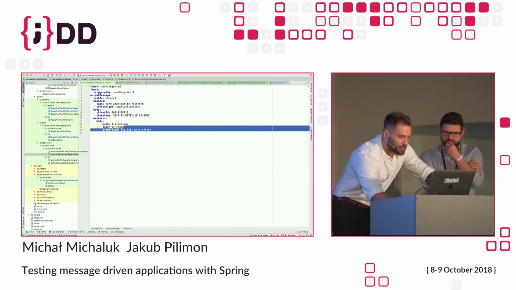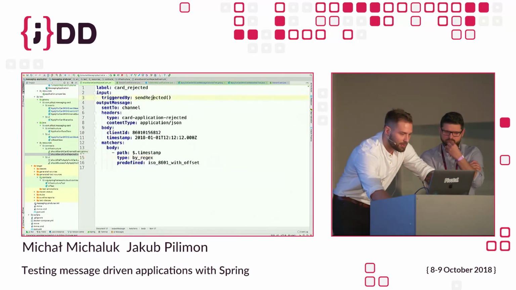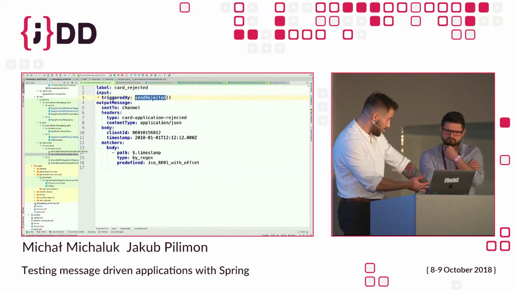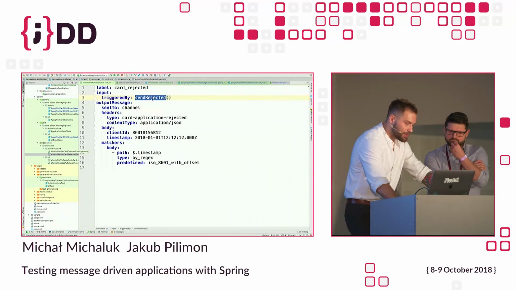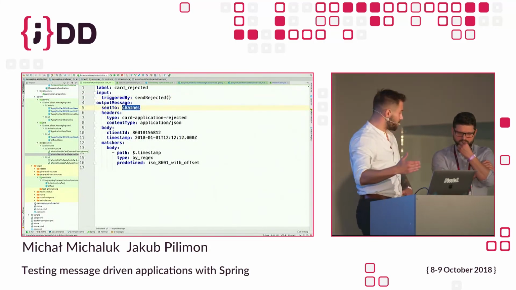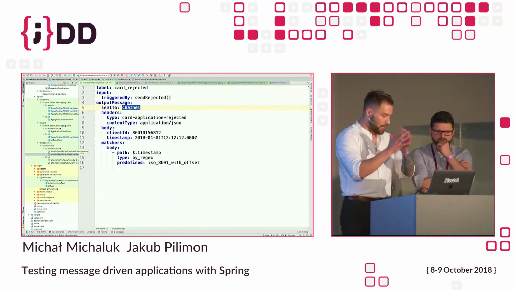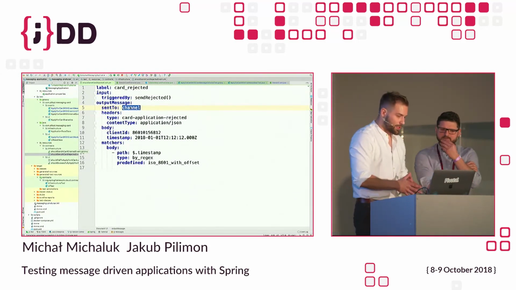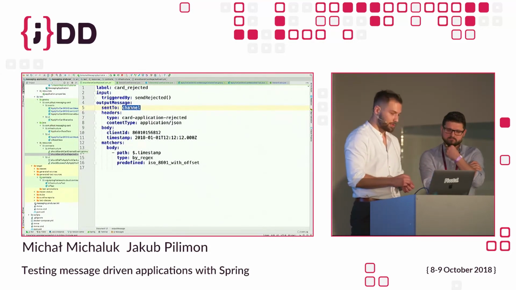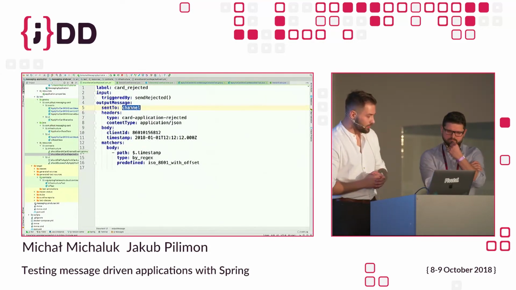Let's take a look at YAML. This is the negative case. So whenever this happens, and by this, I mean this send rejected, which you will see in a moment, you should expect an output message sent to this named channel. So you will examine the proper channel, the headers, the body payload, and the matchers, right?